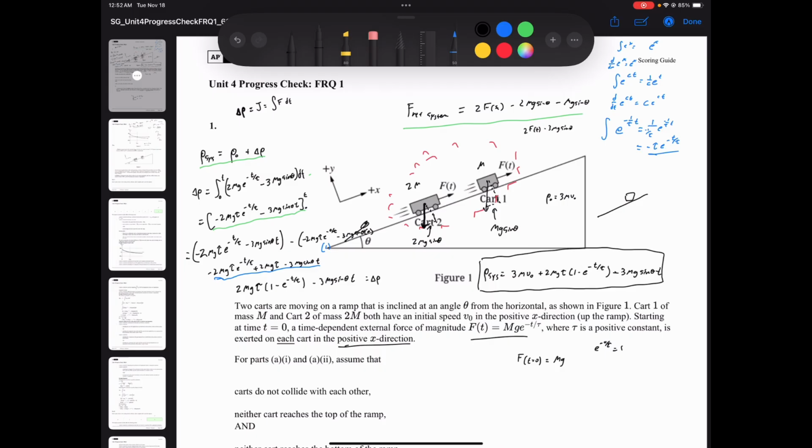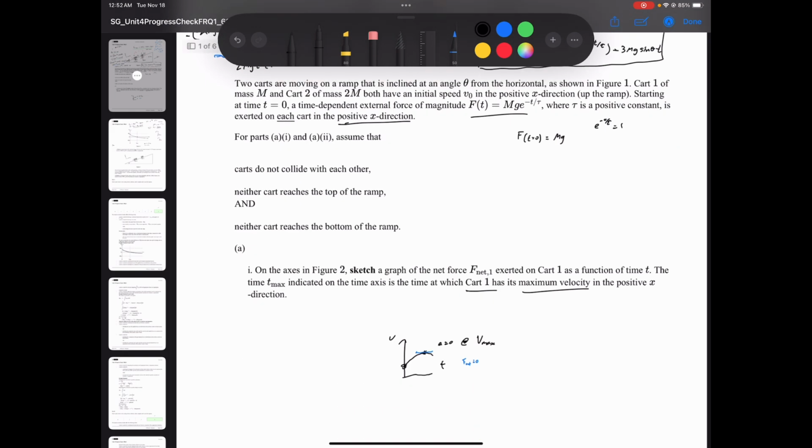And then this negative 3 mg sine theta times t, well, at t equals 0, that's also 0. So I just have 3 m v naught. It's always good practice, when you write your final expression, especially one that's got so many terms like this one, that you double check and make sure you got it right.